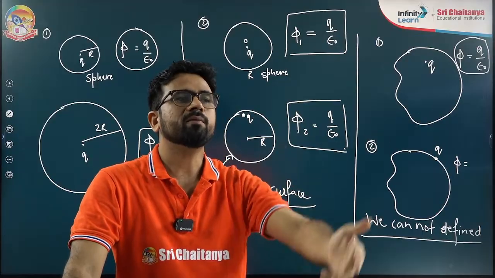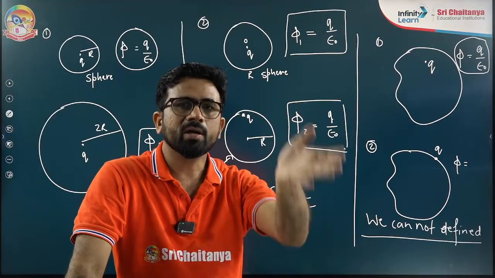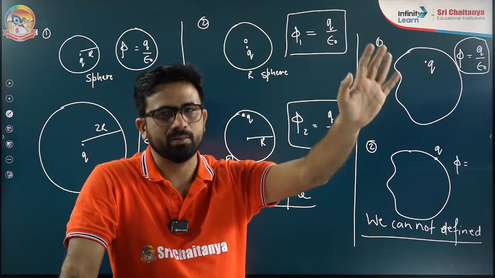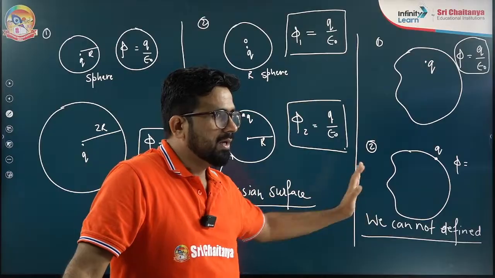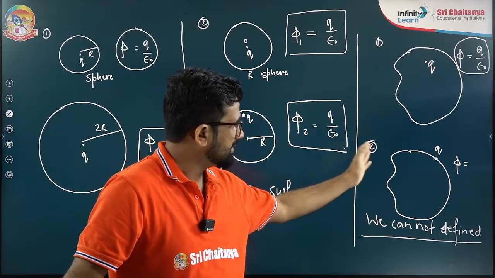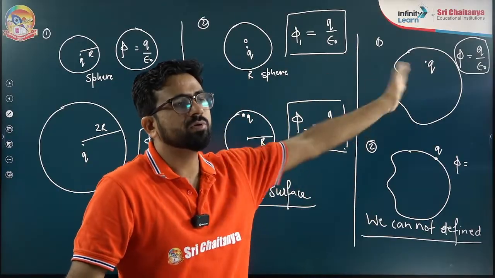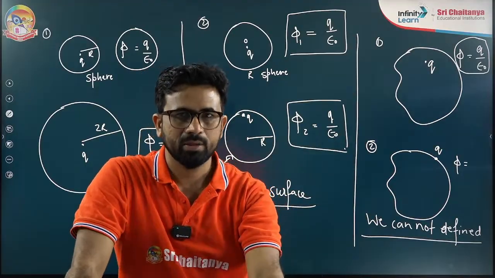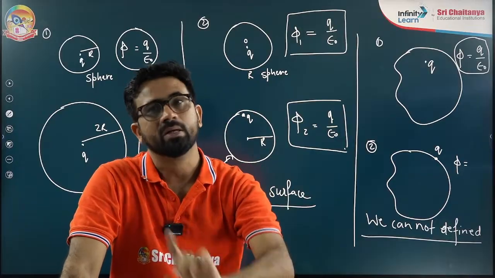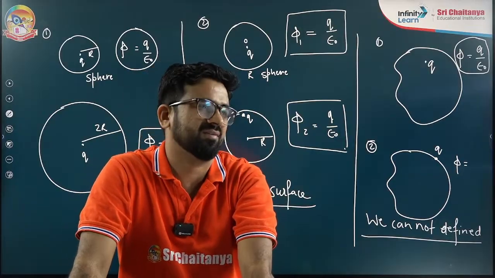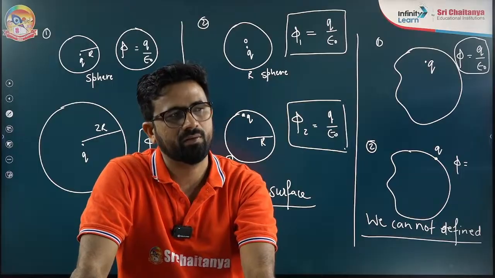So what is the flux? Putting continuous charges, no problem. You can put them on the surface. But if it is a point charge, it should be either inside or outside, but not on the surface. It should be either inside the Gaussian surface or outside, but it should not be on the surface. If it is on the surface, we cannot define it.